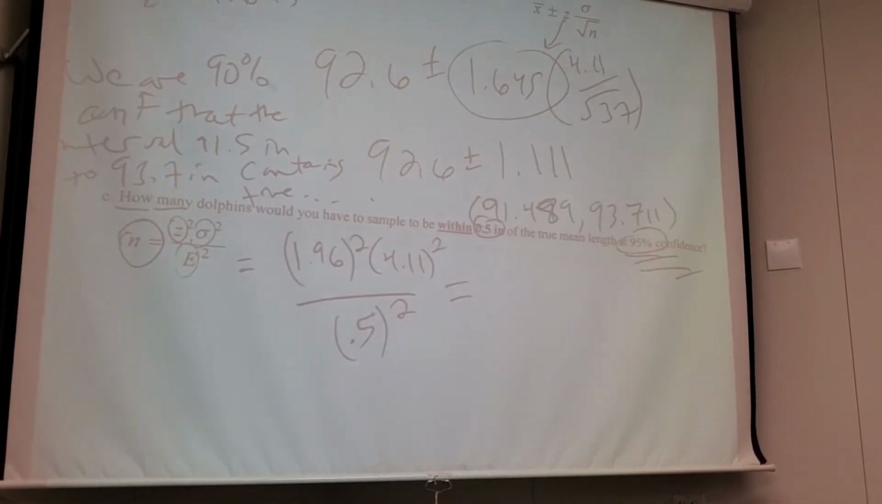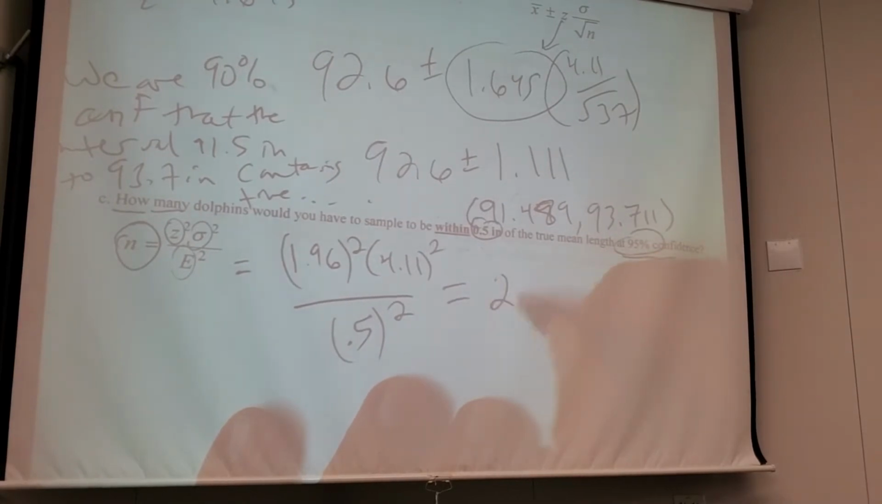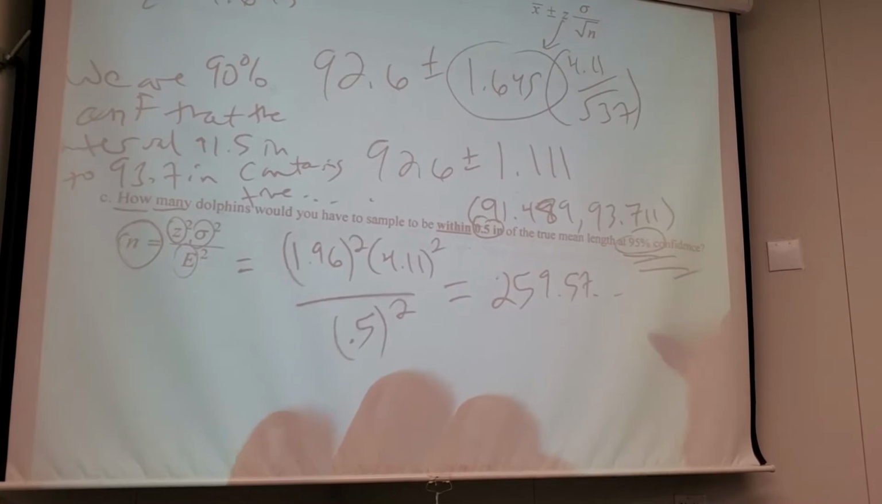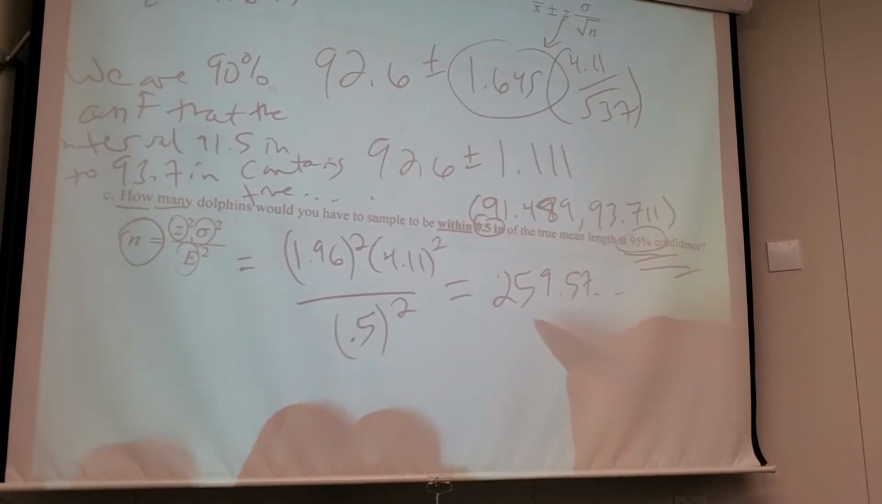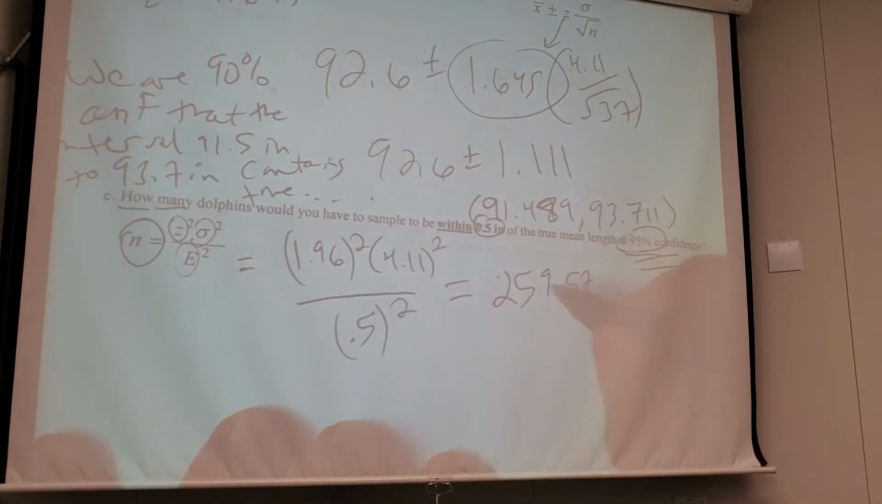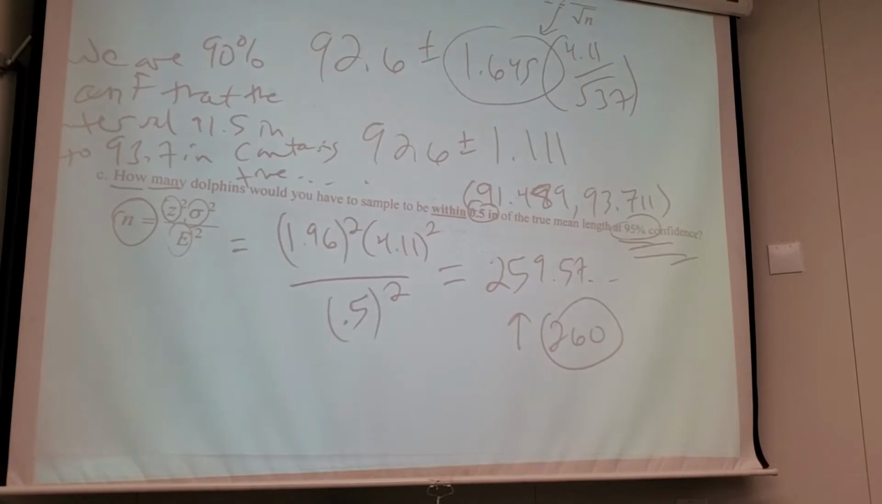Yeah. What do you guys get? 259. And this is a what? Sample size. This is a number of things, so I should probably always round this up. So it's a whole number, because you can't cut it off.